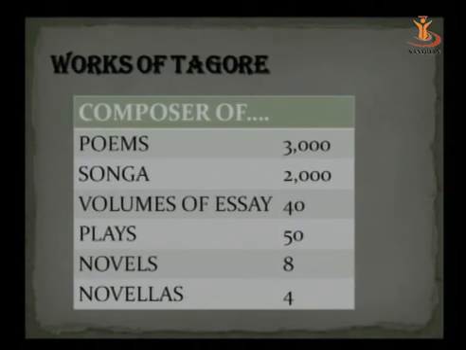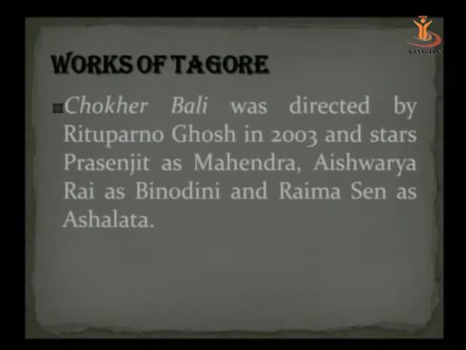And look what he has written. He is a composer of 3,000 poems, 2,000 songs, 40 volumes of essays, 50 plays, 8 novellas and 4 novels. You can see how prolific a writer he was. Yes. 3,000 plus poems, 2,000 plus songs, 40 books of essays, 50 plays, 8 novellas and 4 novels. And prominent among them are?